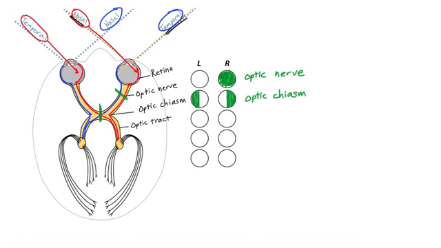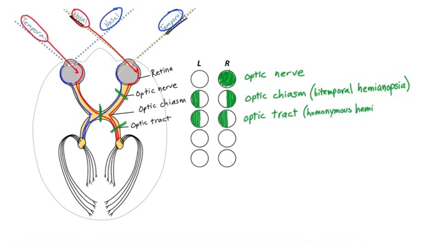So a lesion of the optic chiasm will result in loss of temporal vision in both eyes, and we call this bitemporal hemianopsia, kind of like tunnel vision. Now, what if we lesion an optic tract? Remember, the optic tracts carry information not from the contralateral eye, but from the contralateral visual field. So a lesion of the right optic tract will cause loss of vision in the left visual field in both eyes. We call this homonymous hemianopsia. In this case, left homonymous hemianopsia.